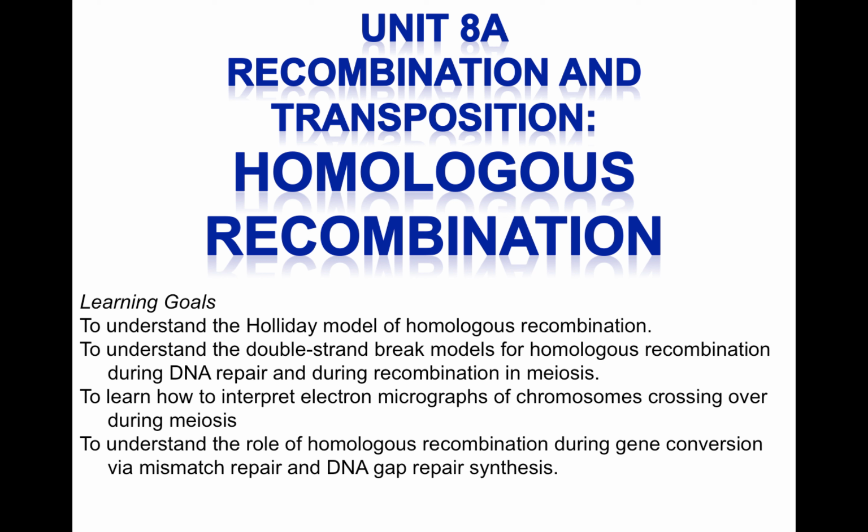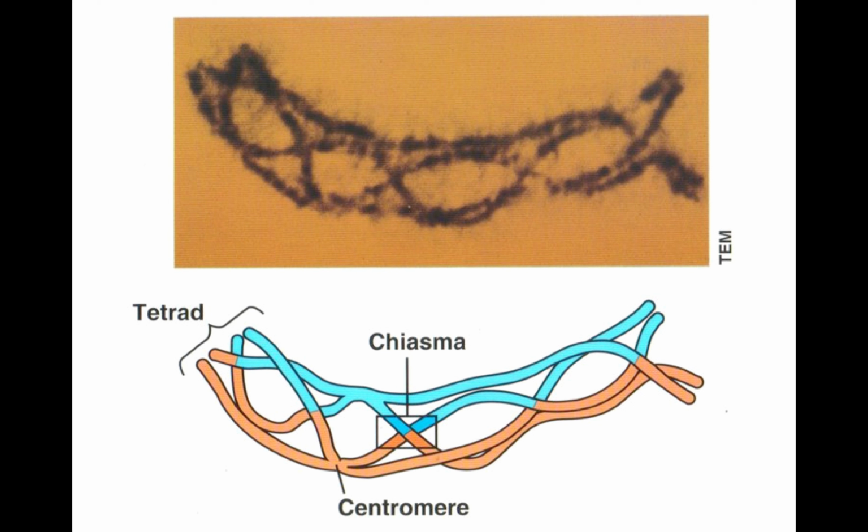Our learning goals are to understand the Holliday model of homologous recombination, to understand the double-strand break repair models for homologous recombination during DNA repair and during meiosis, to learn how to interpret electron micrographs of chromosomes crossing over during meiosis, to understand the role of homologous recombination during gene conversion via mismatch repair and DNA gap repair synthesis. This is a transmission electron micrograph of homologous chromosomes crossing over during meiosis.